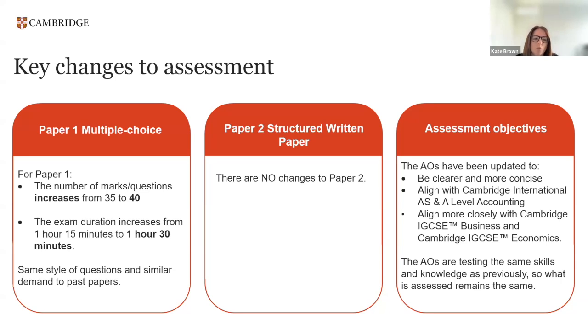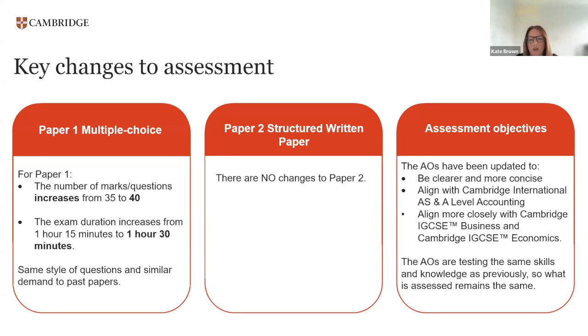With the assessment objectives, we are keeping the 3 overall assessment objectives as they are, so AO1 knowledge and understanding, AO2 analysis, and AO3 evaluation. There have been some small changes to wording for clarity, precision, and to align more closely with AS and A-level accounting, as well as IGCSE business and economics. So for example, in AO1, the word principles has changed to concepts because they are more concepts rather than principles, and in the AS and A-level accounting, they use the word concepts.